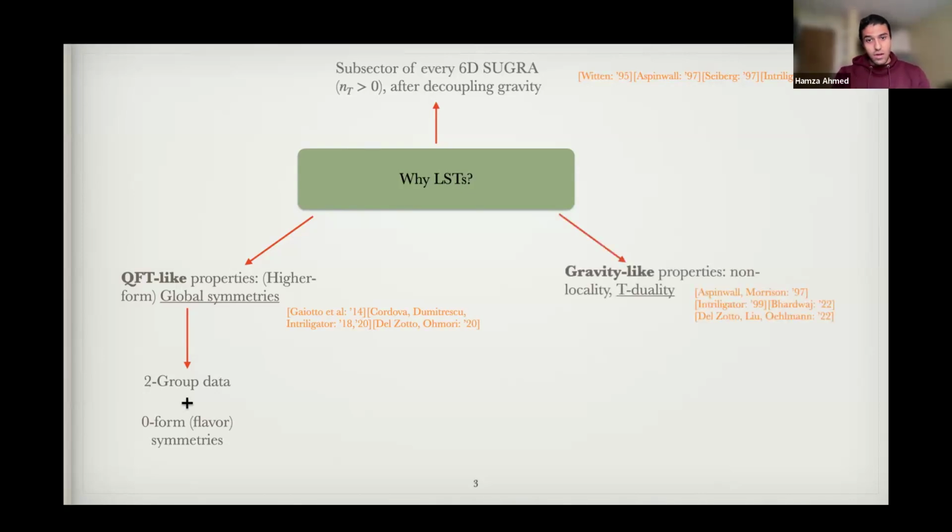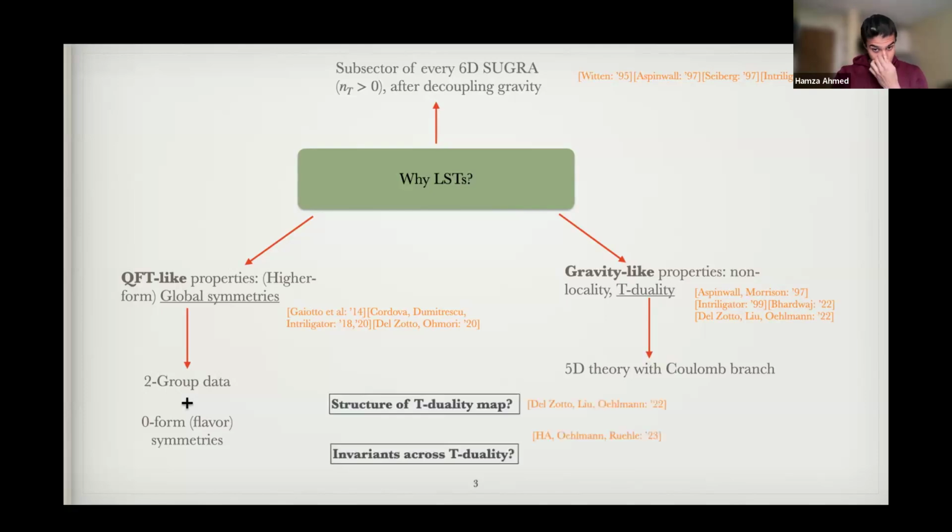Furthermore, these theories still retain some of the gravity theory properties, such as non-locality, and what will be important for us, T-duality. In particular, what I'll mean by T-duality is that I will take two 6D little string theories, put them on a circle, and get the same 5D theory. You can see from this that these theories are a nice middle ground between gravity theories and quantum field theories. One can, for example, use the T-duality properties to inform us about the QFT properties, such as global symmetries, and vice versa, of course.